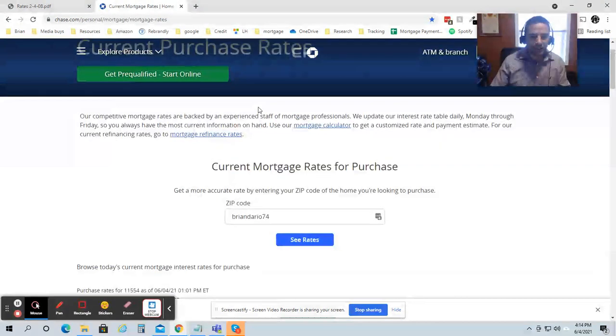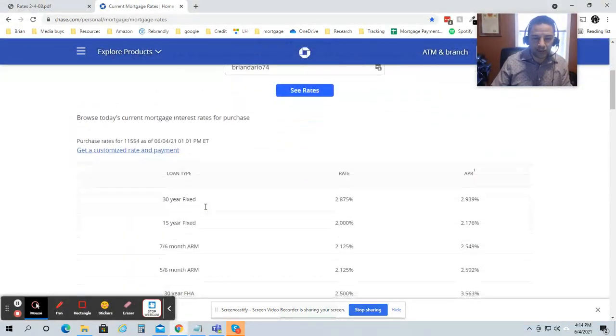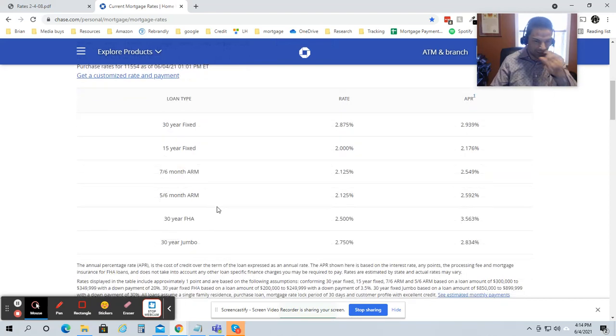Let's take a look at Chase. Okay, so this is Chase's mortgage product today. The interest rate on Chase loans: a 30-year fixed, the rate is 2.875. You can see that the 15-year rate is 2%. So obviously, you're saving money if you can do a shorter term on the loan, right?